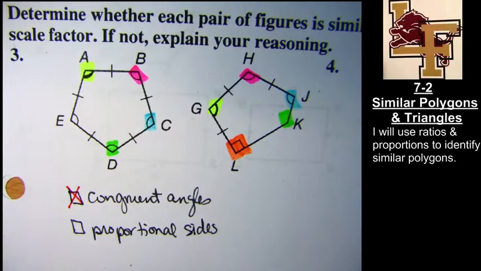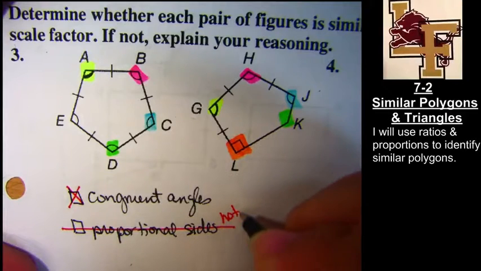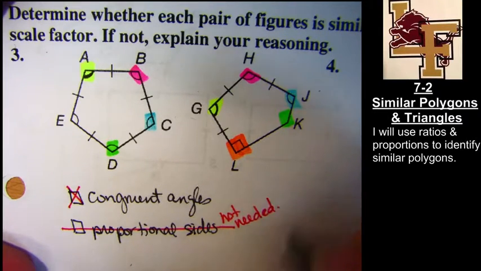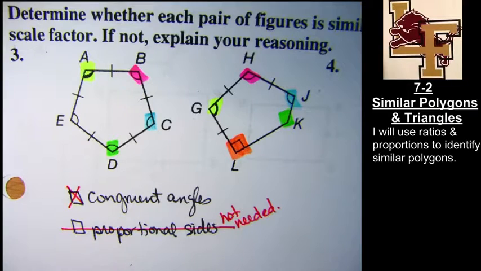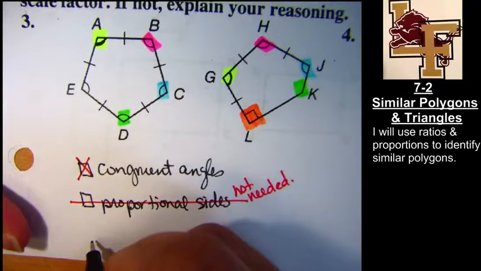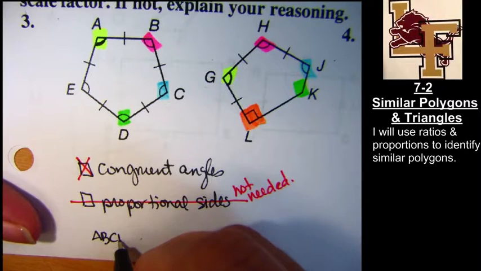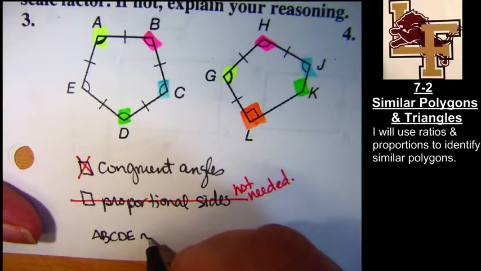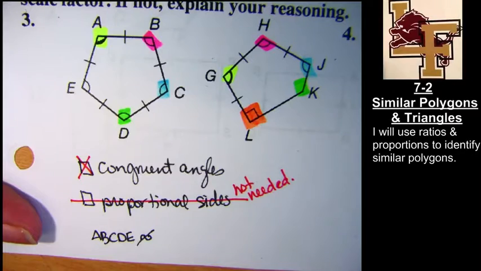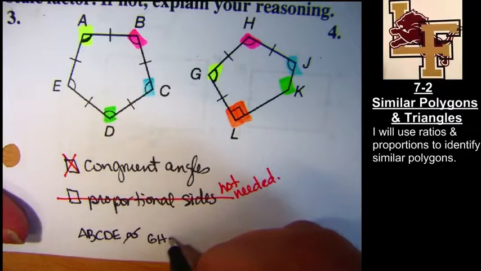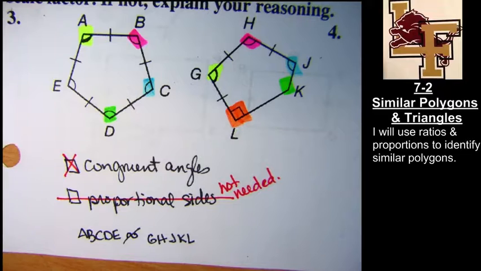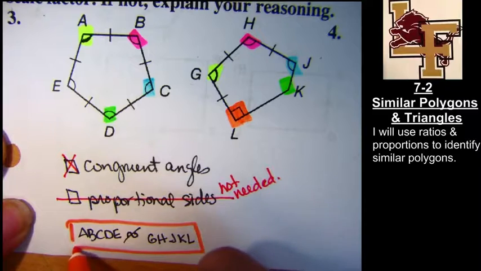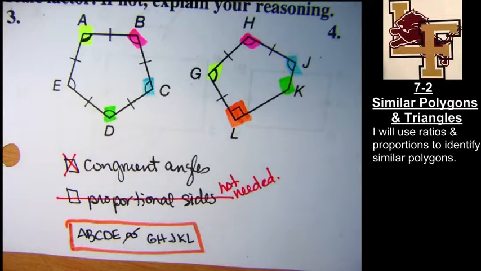Since we don't have congruent angles, there's no need to look for proportional sides. And we'll write that shape A, B, C, D, E is not similar to G, H, J, K, L. And here's our reason. Angles aren't congruent. Put it away.